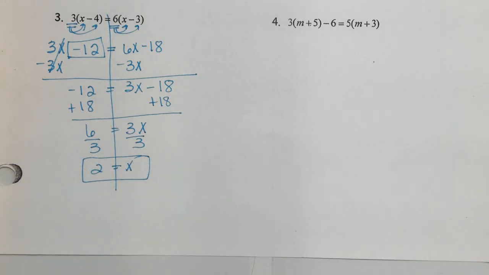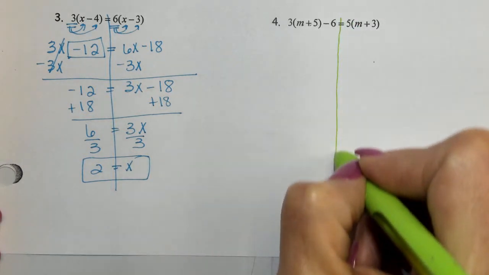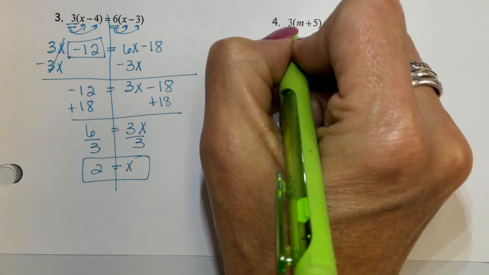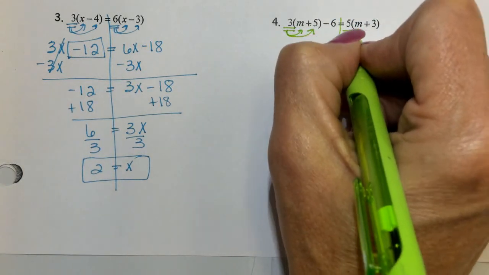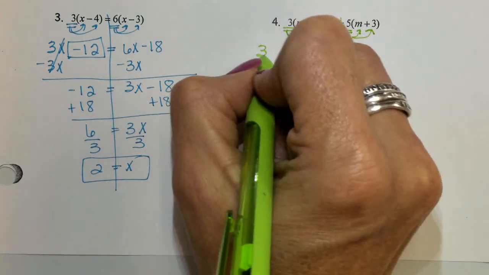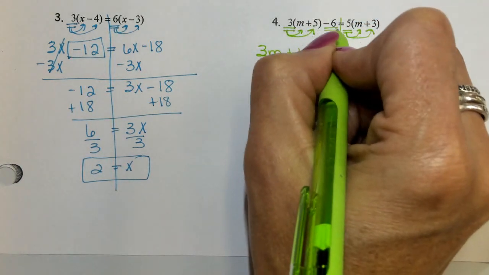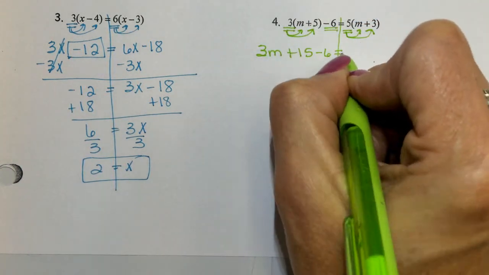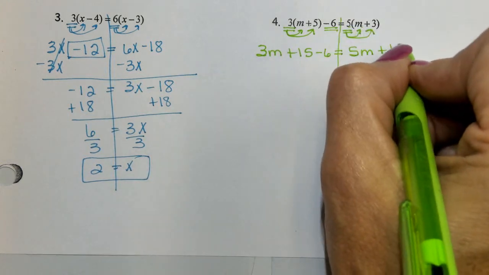And then last but not least, we are doing number 4. I do have to do a distributive property here, and I have a distributive property here. Okay, so 3 times m is 3m. 3 times positive 5 is positive 15. Don't lose that negative 6. 5 times m is 5m, and 5 times 3 is 15.